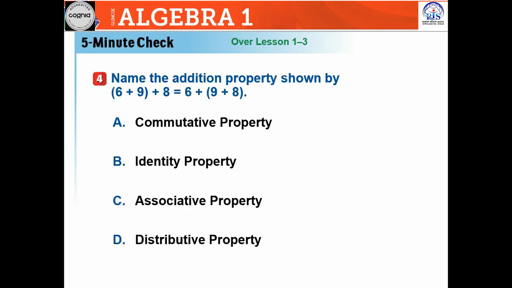Name the addition property shown by. Here what do I have? I have brackets and I change the number between the brackets. This is associative property.